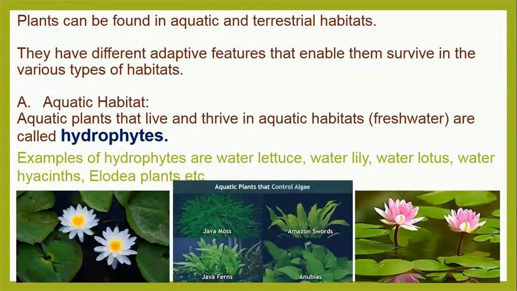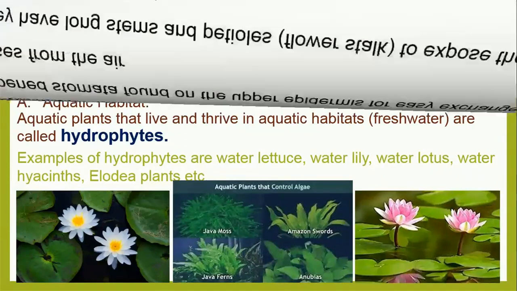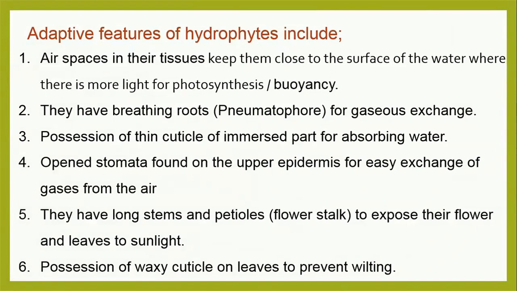Now, this stem is coming from the bottom of the water, so the purpose of this stem is to expose the flower or the leaves or any other plants like that to sunlight, because sunlight is needed for photosynthesis. All right, the last one here is possession of waxy cuticle on leaves to prevent wilting. That is one of the adaptive features as well of hydrophyte plants.